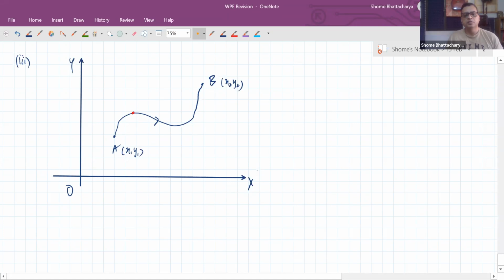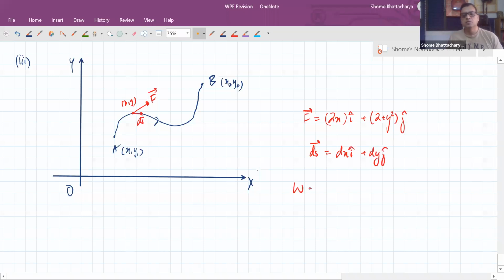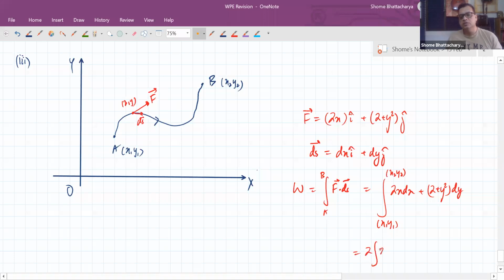Okay. So if at any point the force is like this, and the displacement is like this, so you already know that the force is given by this expression. And the displacement will be some general value having an x component and a y component, the differential displacement. So work done should be the integral of F dot ds from initial position A to final position B. So when we do this dot product, it becomes 2x dx plus (2 plus y squared) dy from (x1, y1) to (x2, y2). So we can see that we can split this into two integrals and conduct the integrals out separately like this.